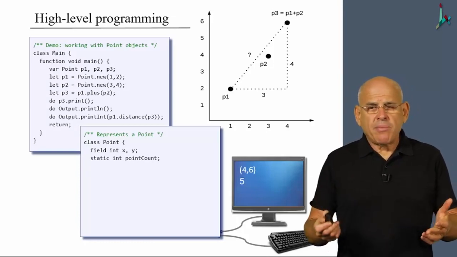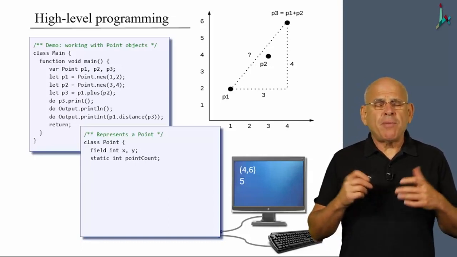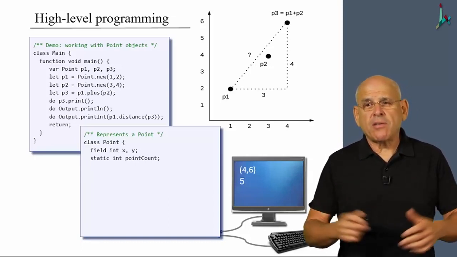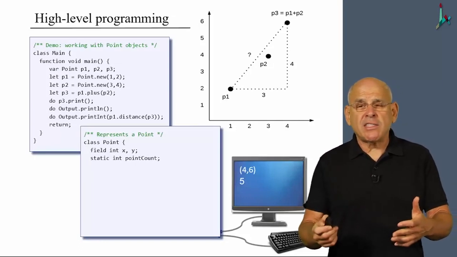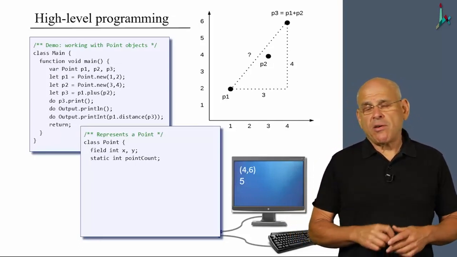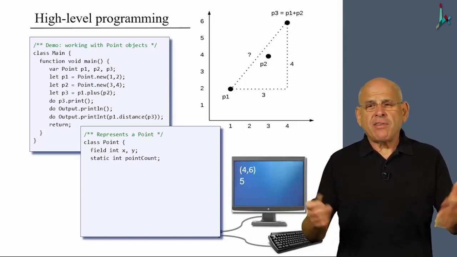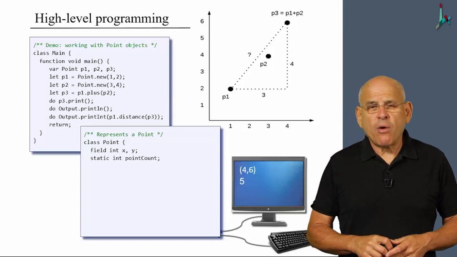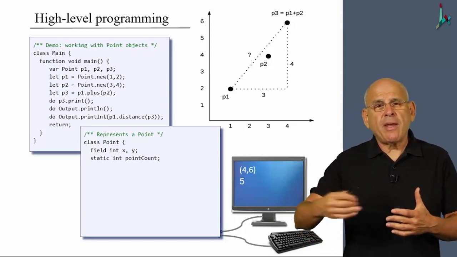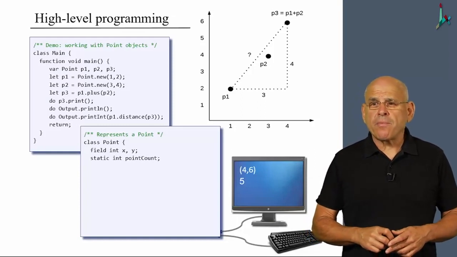So the class begins by declaring that every object of type Point is characterized by two numbers, x and y, which are the coordinates of this point. And then there is a class-level static variable called pointCount that stores how many Point objects were constructed so far.